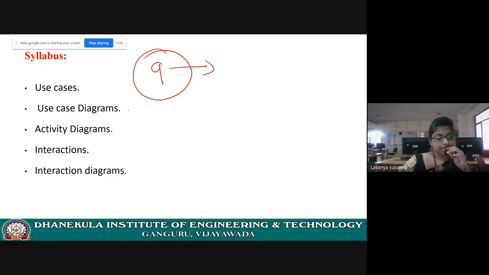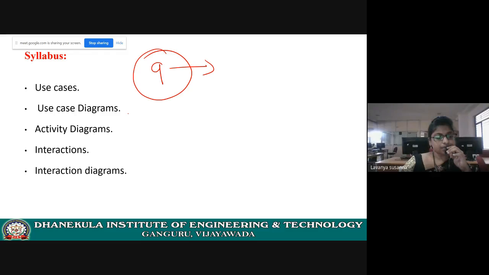Yes, very good. List out. Okay, very good, Kavya. Only Kavya is there. Yes, class diagram, object diagram, use case diagram. Only Kavya is there in the class. What about the remaining members? Very good, Kavya.